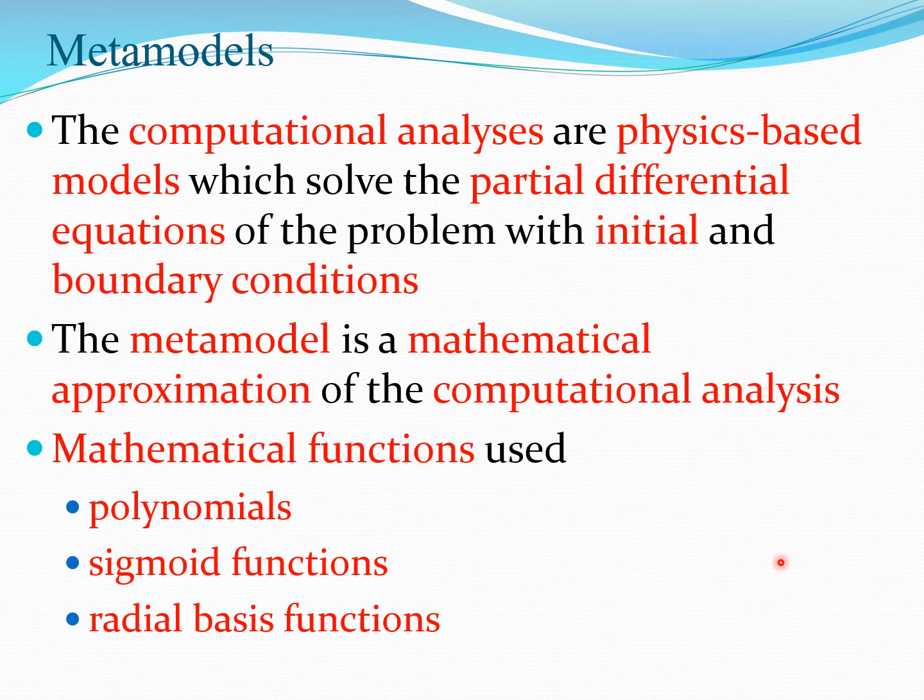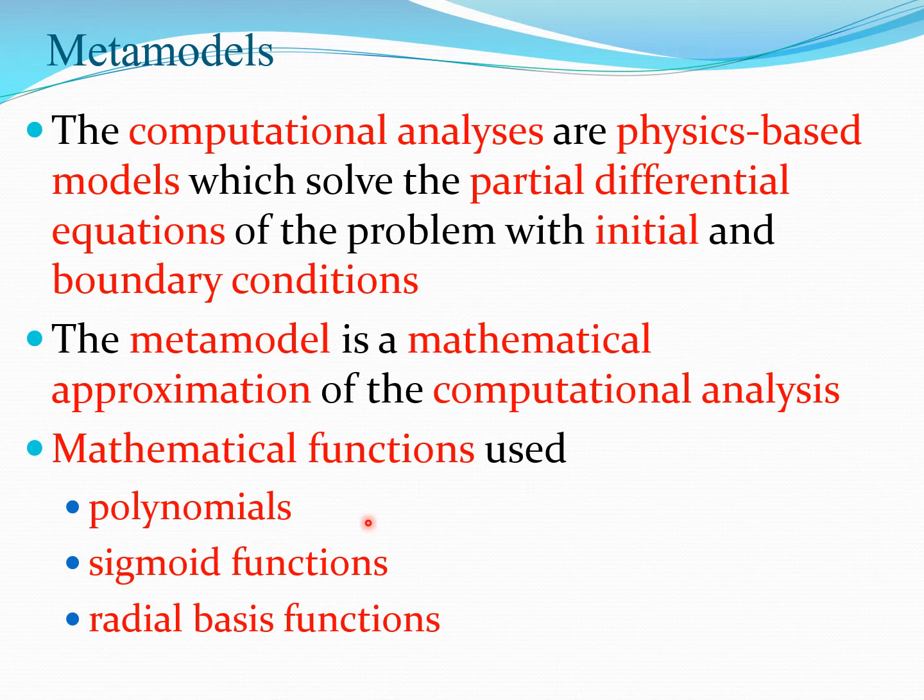So we have seen that typically computational programs are developed using physics-based models, and physics-based models essentially use partial differential equations which govern the problem, and then you solve these equations with various initial and boundary conditions. Whereas a meta model is actually a mathematical model or approximation of this computer program. So the meta model is purely mathematical, and essentially mathematical functions are used to form the meta model.